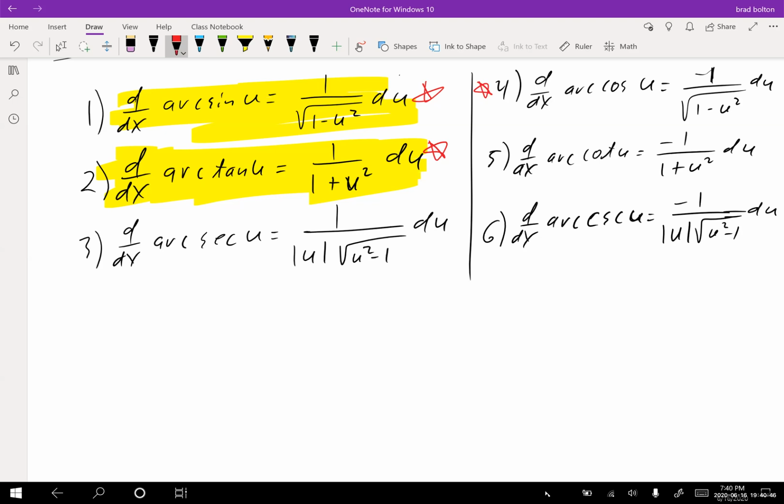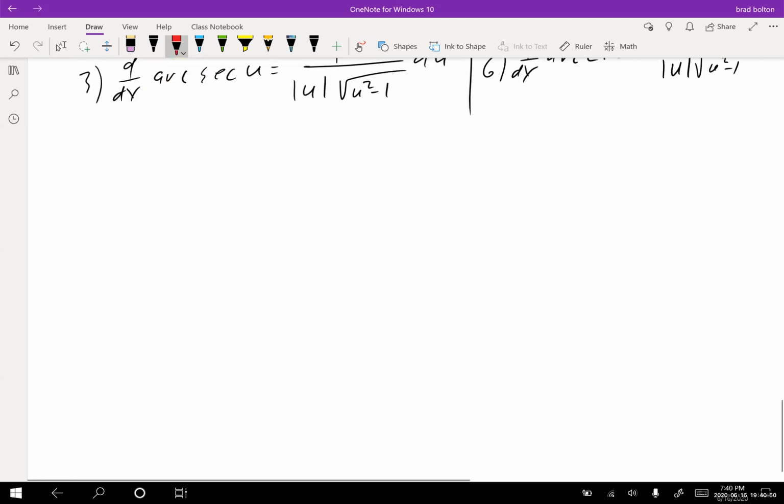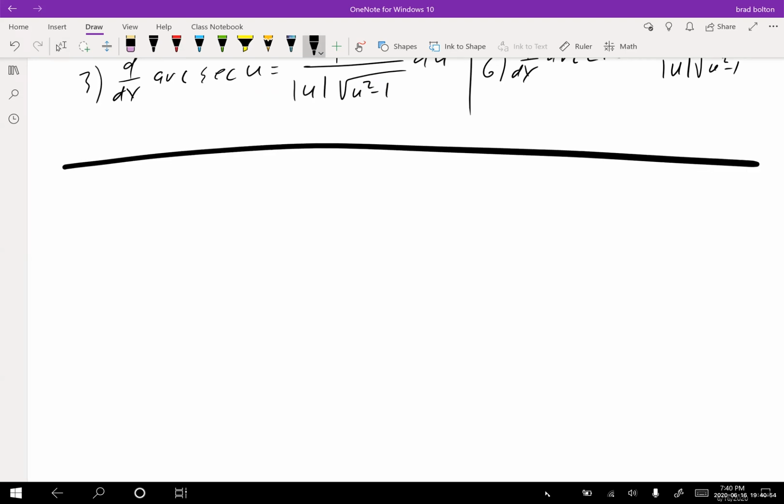Okay, let me see if I have a few more practice problems. Let's see here. Okay, so let me see if I can come up with this one. Consider the function. Let's see here.